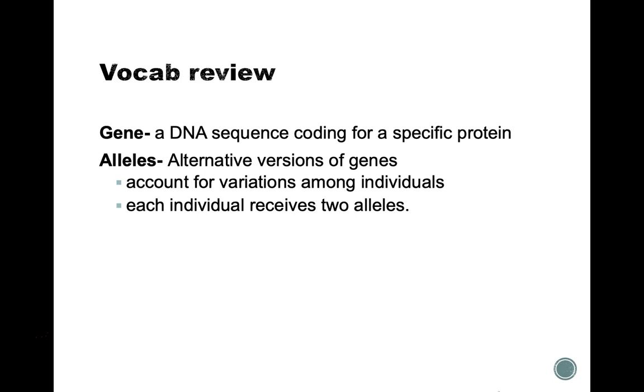All right, so just a real quick review of some vocabulary. Remember that a gene is a DNA sequence coding for a specific protein, and that alleles are alternative versions of those genes. So alleles are going to account for a variation among individuals. And keep in mind that each individual receives 2 alleles, one from mom, one from dad. Now these 2 alleles could be the same allele, they could be different alleles.